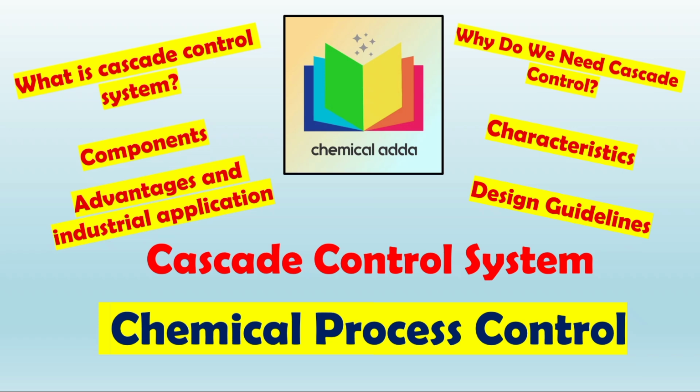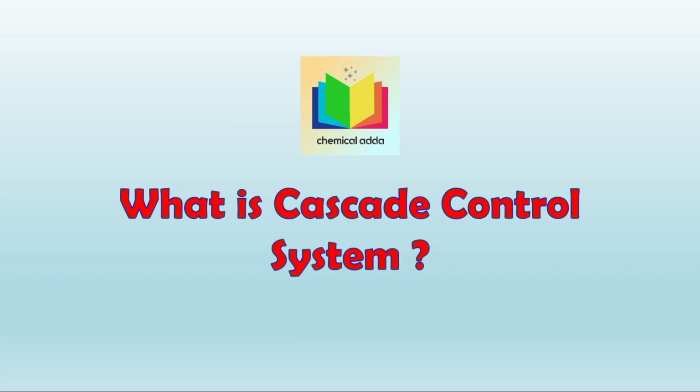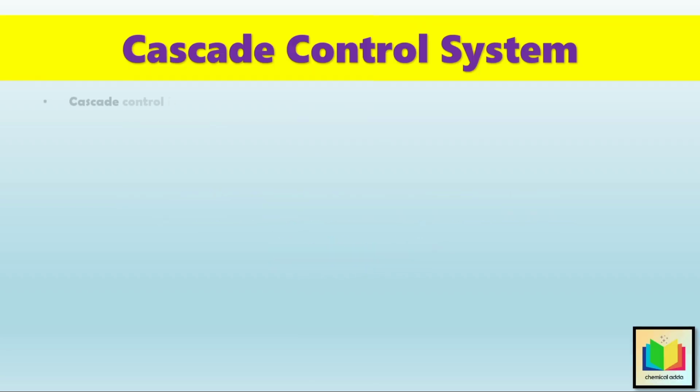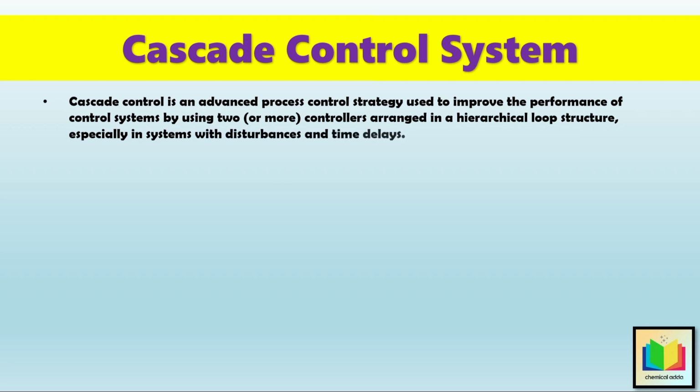Alright, let's begin. So first, let's understand what is a cascade control system? Cascade control is an advanced process control strategy used to improve the performance of control systems by using two or more controllers arranged in a hierarchical loop structure, especially in systems with disturbances and time delays.